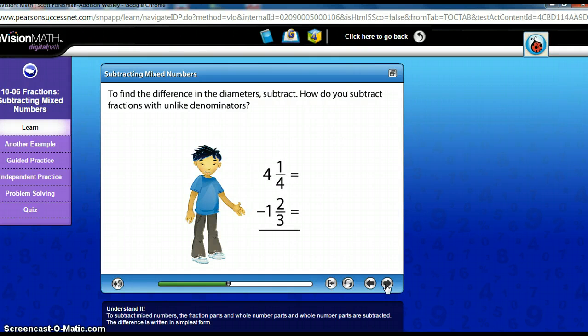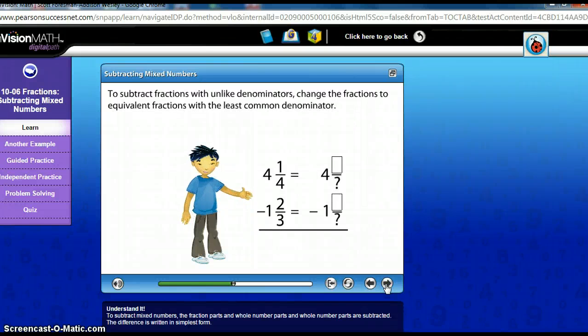How do you subtract fractions with unlike denominators? So just like with adding, what do we do? We find a common denominator. To subtract fractions with unlike denominators, change the fractions to equivalent fractions with the least common denominator. So 4 and 3 both go into what, Owen Chad? 12. 12 is the least common denominator.